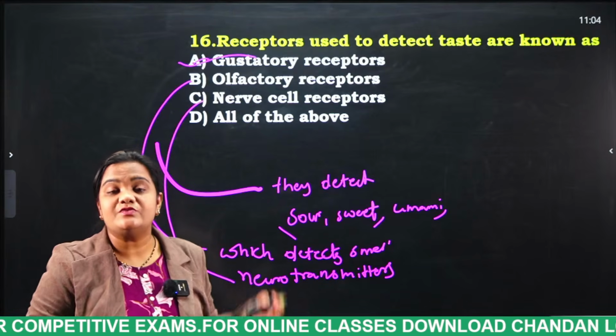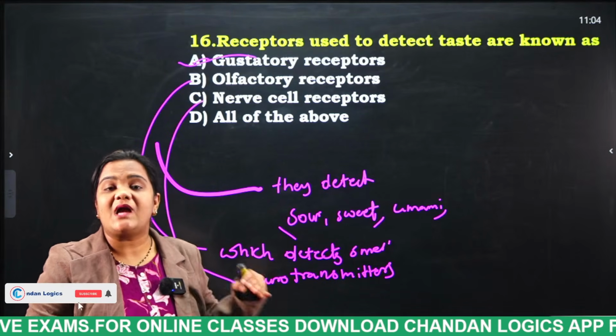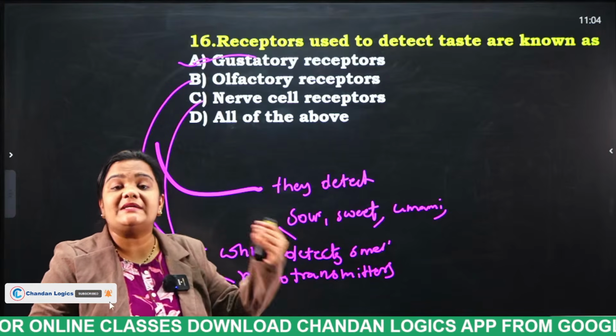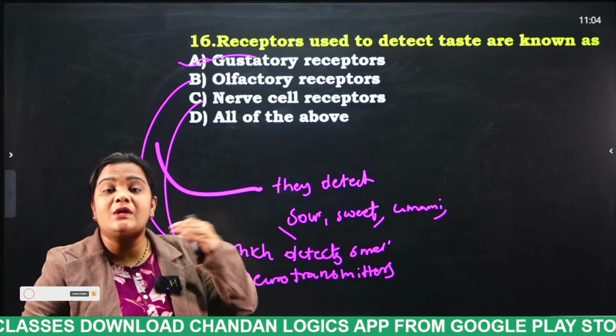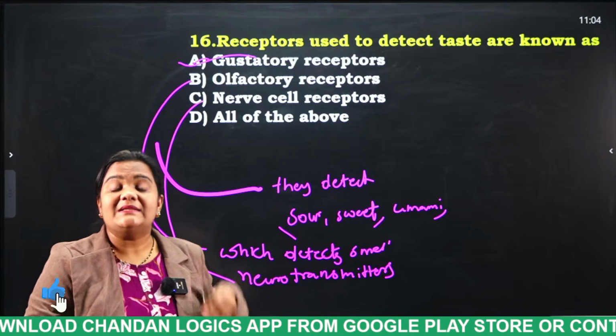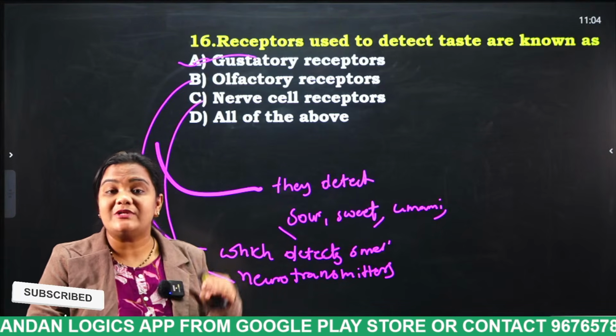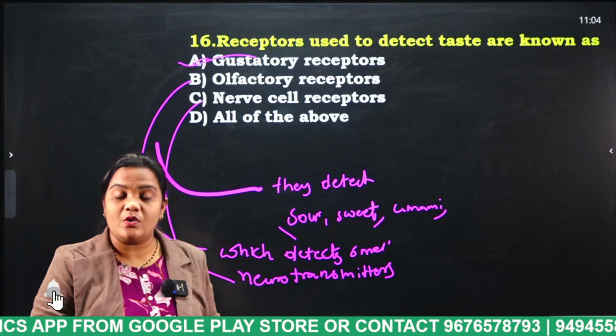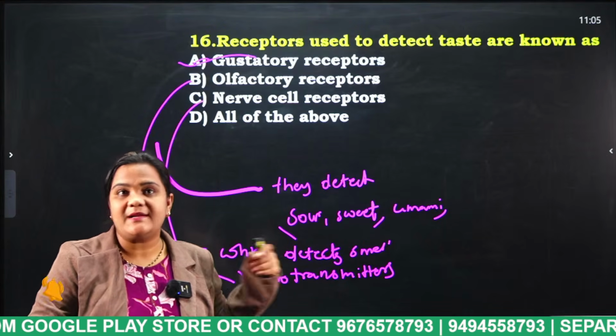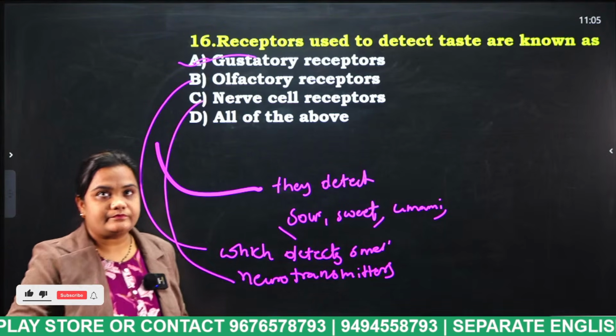The receptors which detect the taste are called gustatory receptors. The receptors which detect the smell, we call olfactory receptors. The receptors which transport the signals from one neuron to another neuron, we call neurotransmitter receptors. Okay, done. Next.